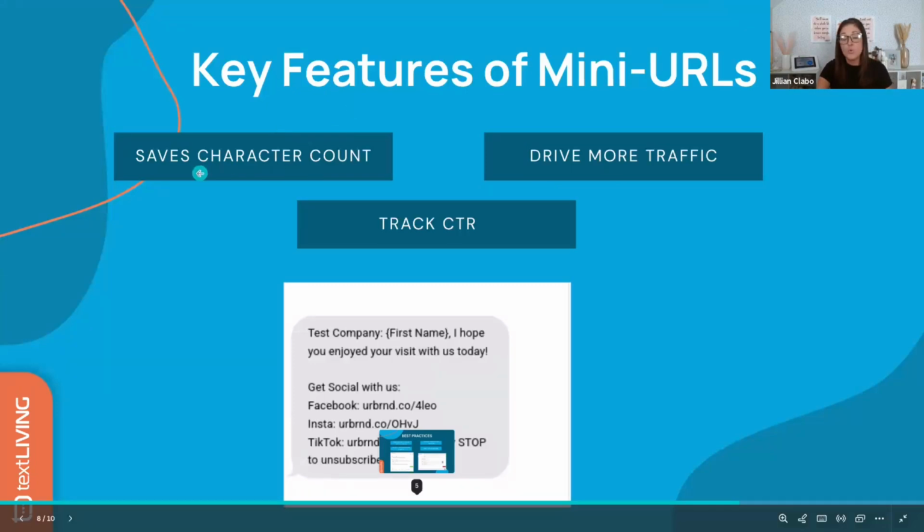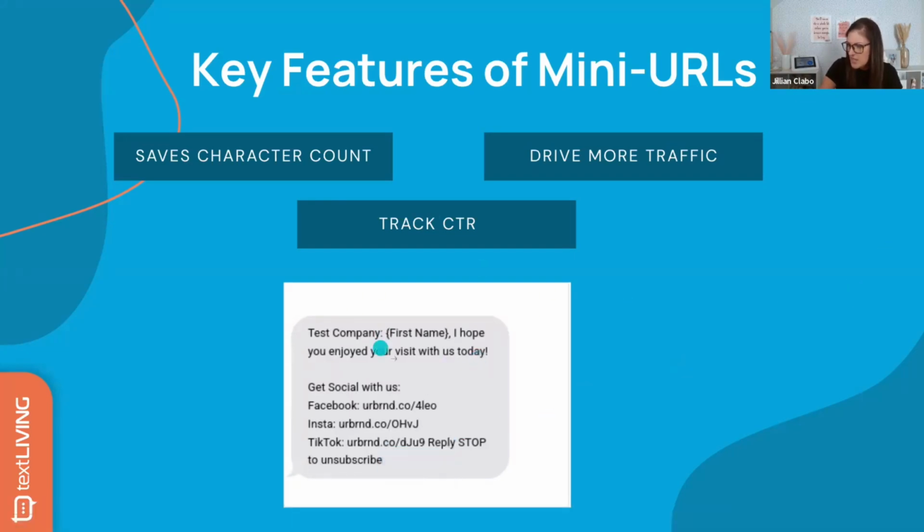The features: one, it saves character count, so they're not typing out, visit our website at www., or the long HTTP URL. They create these shortened URLs that are clickable. It saves that character count. Then they can track their click-through rate and drive more traffic to those sites. I put a little example right here: company name. Jillian, I hope you enjoyed your visit with us today. Get social with us, and they can link each of their social media pages and hopefully get people to follow them there.